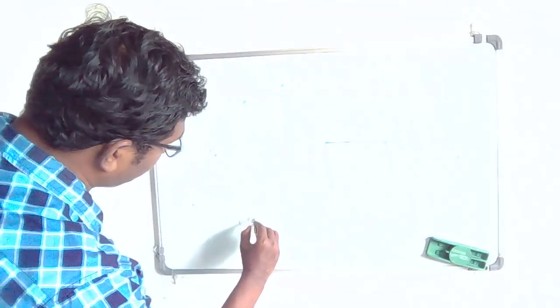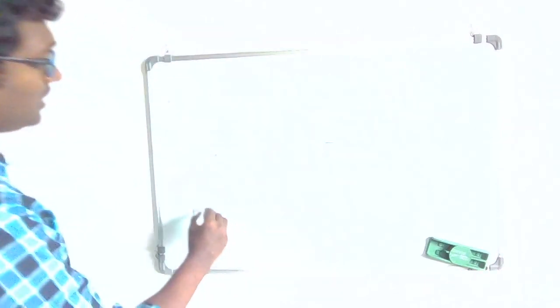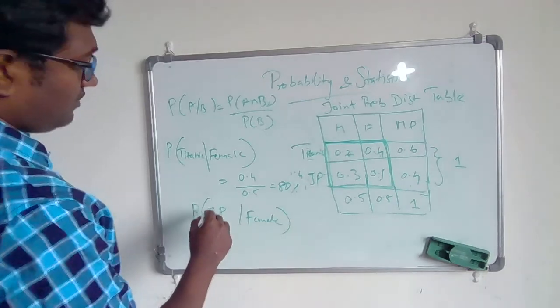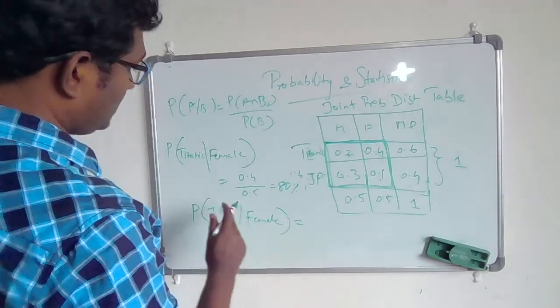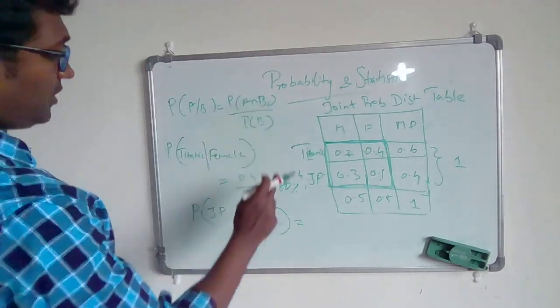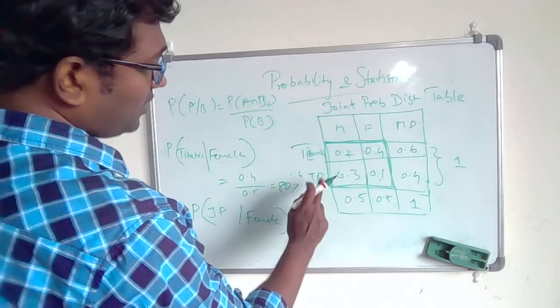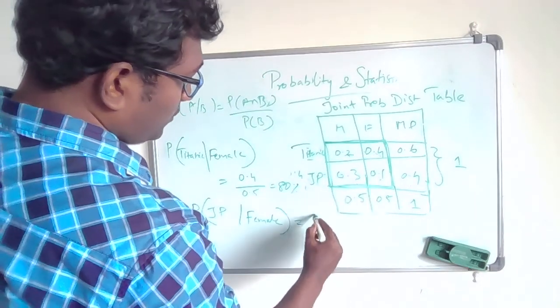Given that you are a female, what are the chances of watching Jurassic Park? Okay, the same question, but for a different movie. We will see. The probability of A and B, that is the probability of watching both Jurassic Park and being a female, is 0.1.